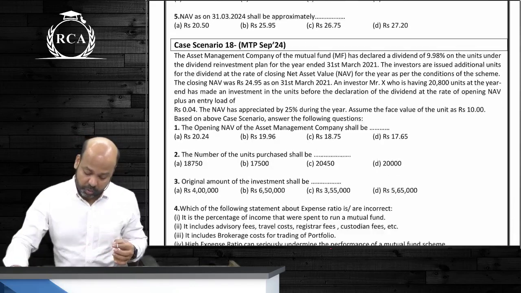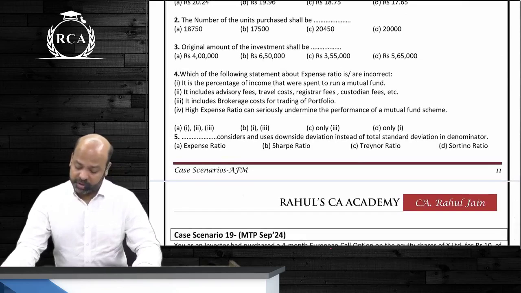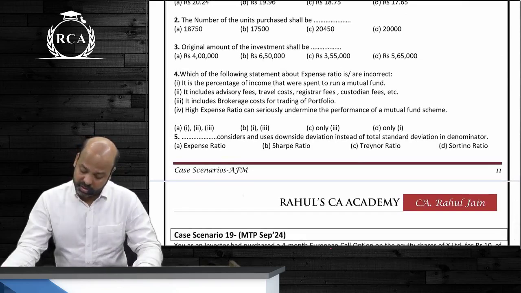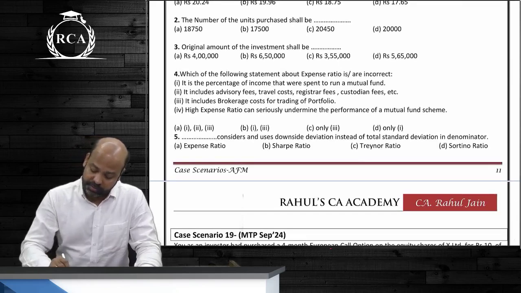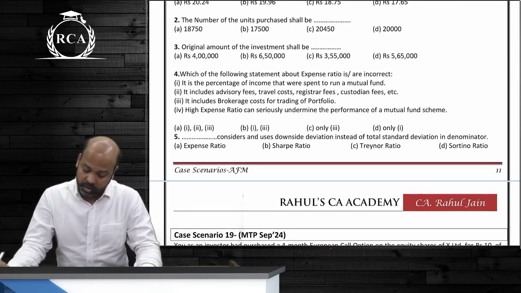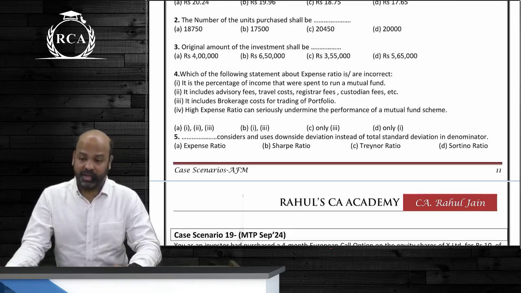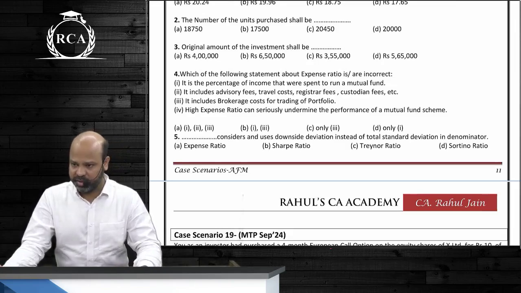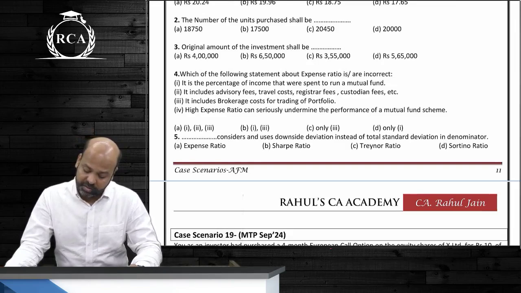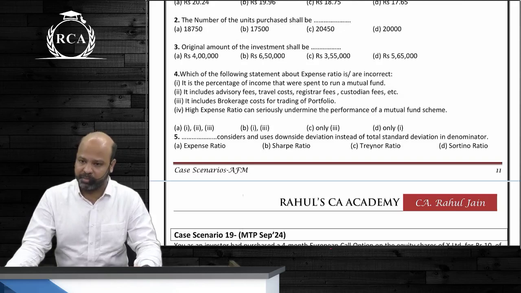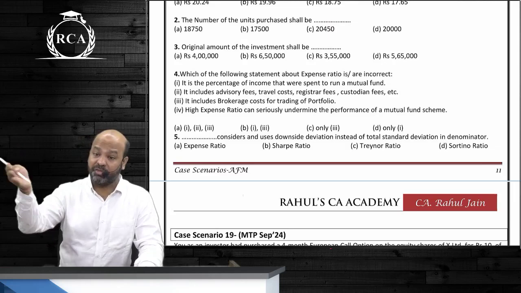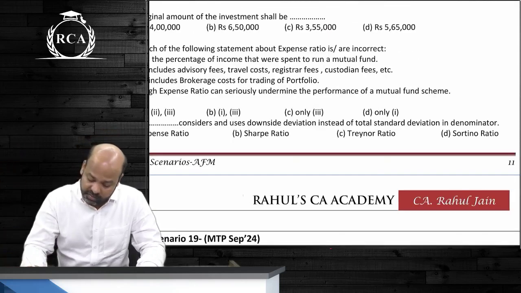Question number 18, can you look at the 4th bit? Which of the following statements about expense ratio is or are incorrect? It is a percentage of income that is spent to run a mutual fund. Correct. This is what you are spending. It includes advisory fees, travel costs, registrar fees, custodian fees. Yes, whatever amounts that you're paying to the asset management company. It includes brokerage costs for trading of portfolio. Incorrect. Brokerage cost will not be included in expense ratio. It will be included in computation of return from your shares only. So this is the incorrect statement.